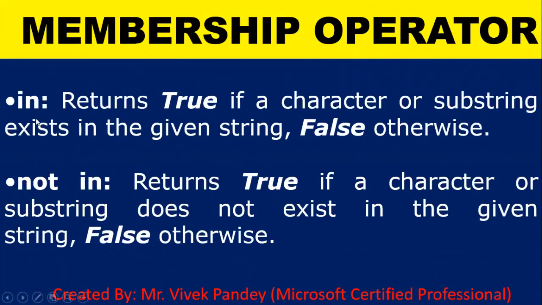Membership operator. In Python, in and not in are called membership operators. The in operator returns true if a character or substring exists in the given string, false otherwise. Not in returns true if a character or substring does not exist in the given string, false otherwise. So dear student, in returns true if a character exists in the given string, and not in returns true if the character does not exist in the given string.